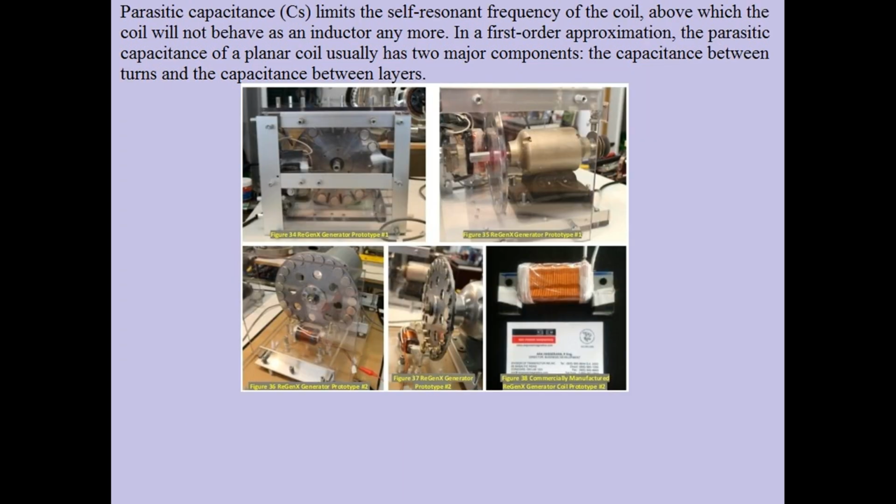Parasitic capacitance, CS, limits the self-resonant frequency of the coil, above which the coil will not behave as an inductor anymore. In a first-order approximation, the parasitic capacitance of a planar coil usually has two major components, the capacitance between turns and the capacitance between layers.